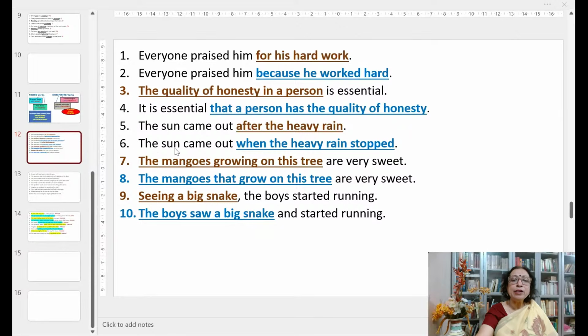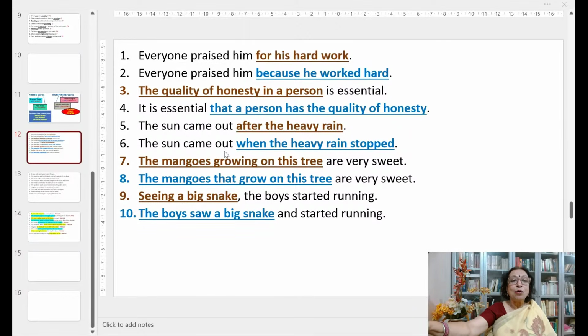Now, the quality of honesty in a person. Clear? It makes sense. It is not as though it is without sense. The quality of honesty in a person is essential. So, what is essential? This is essential. That is essential. So instead of this or that, we have many words, a group of words where I cannot find any verb, finite or non-finite.